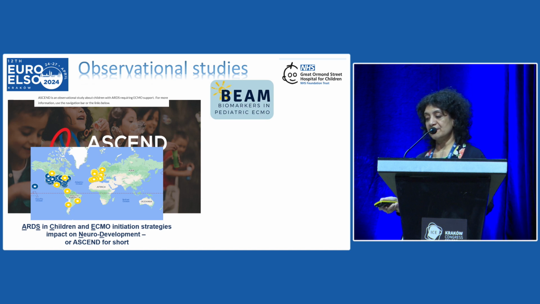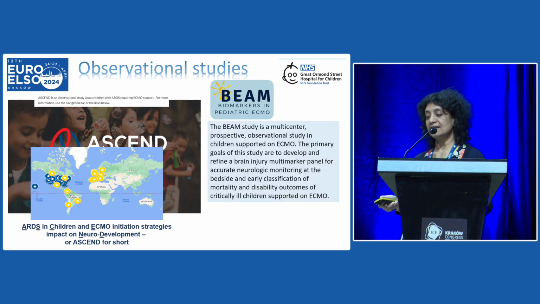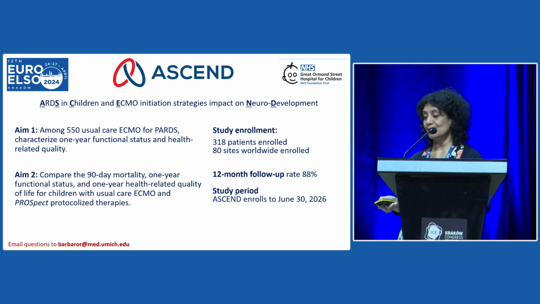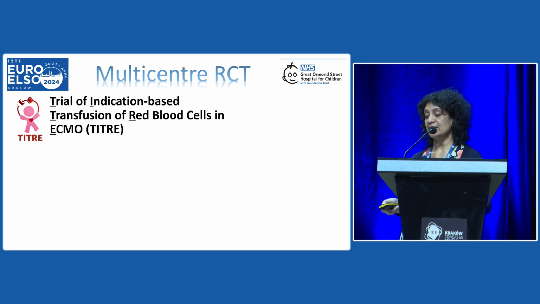The next study that I know of is BEAM, the biomarkers in pediatric ECMO study, which has finished recruitment. It's a multi-center prospective observational study, and the primary goal is to develop and refine a brain injury multi-marker panel, with centers based mainly in the US. The Aachen study has completed 318 patients, with a 12-month follow-up rate of 88%, which is very good, and we hope to get more data in the coming years.